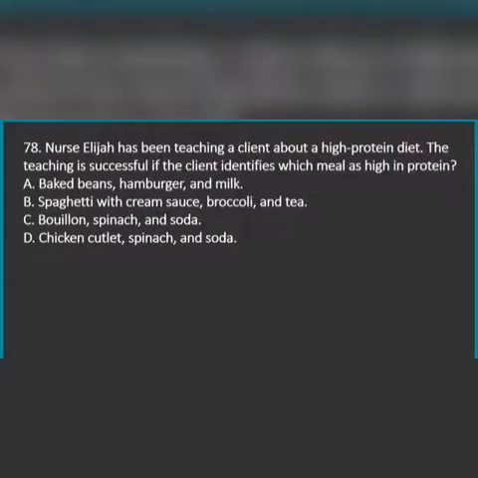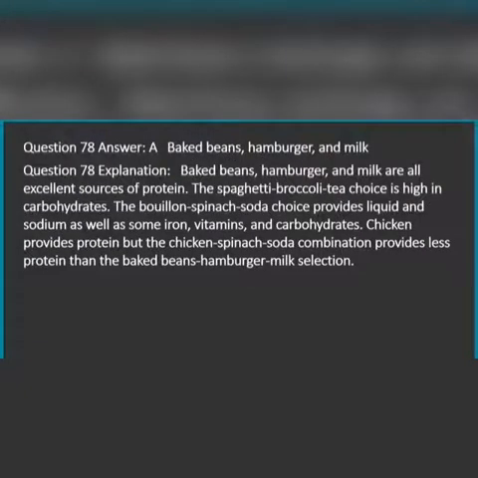Question 78. Nurse Elijah has been teaching a client about a high-protein diet. The teaching is successful if the client identifies which meal is high in protein. A. Baked beans, hamburger, and milk. B. Spaghetti with cream sauce, broccoli, and tea. C. Bouillon, spinach, and soda. D. Chicken cutlet, spinach, and soda. Question 78 Answer: A. Baked beans, hamburger, and milk.